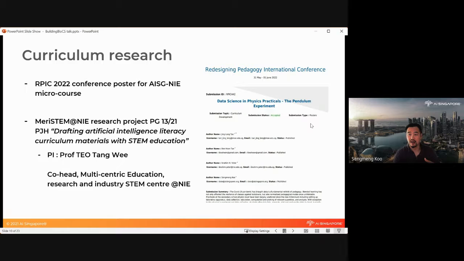There was a mention just now about the physics practical. So I work with Soong and some of the other teachers back in NIE to create a community of practice. The idea for community of practice is this.